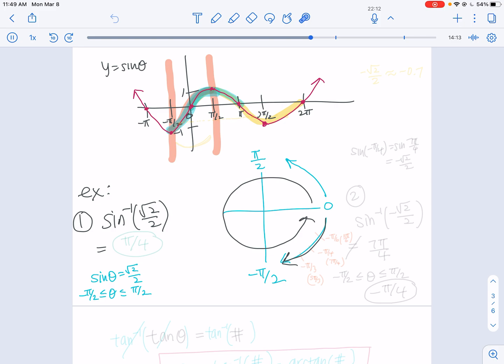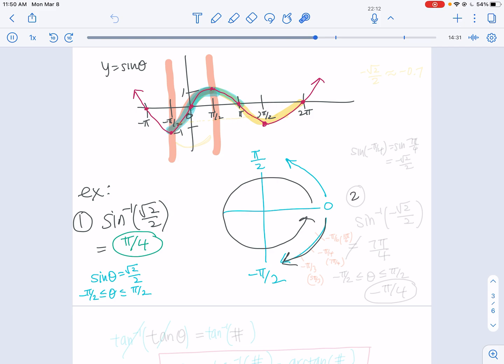So where is that true? Is that going to be quadrant 1 or quadrant 4? Quadrant 1, because your sine, your y coordinate, is positive in quadrant 1, and it's going to be at pi over 4. Okay, so let me go ahead and show you the second example, where it's a little bit trickier.